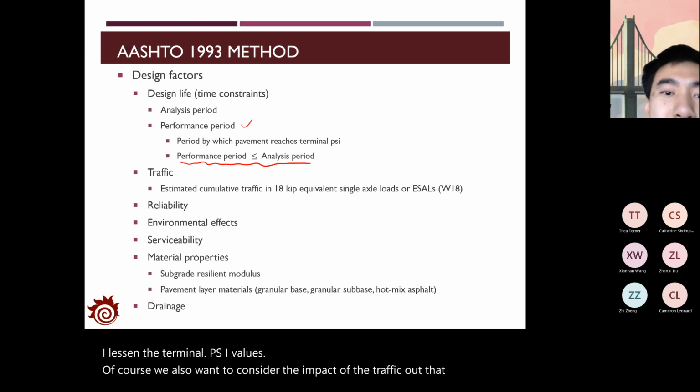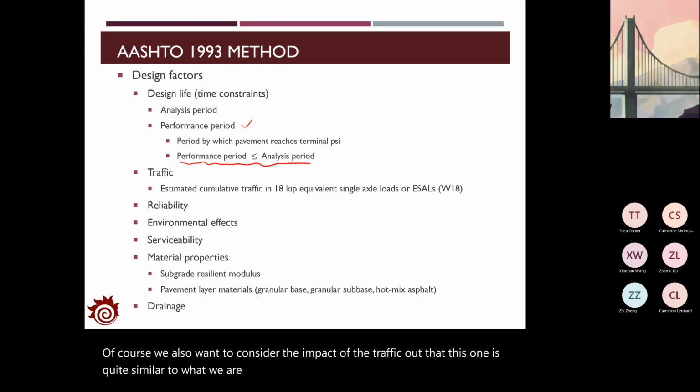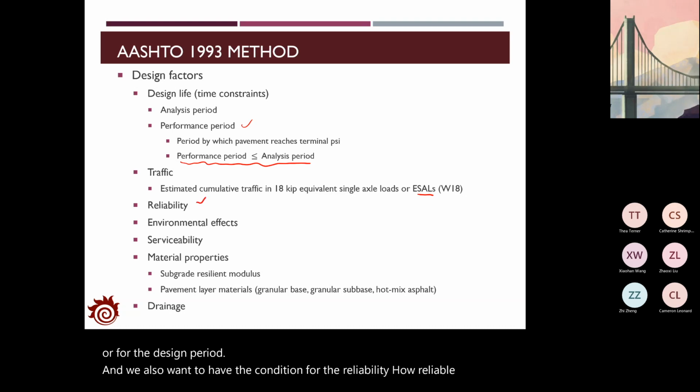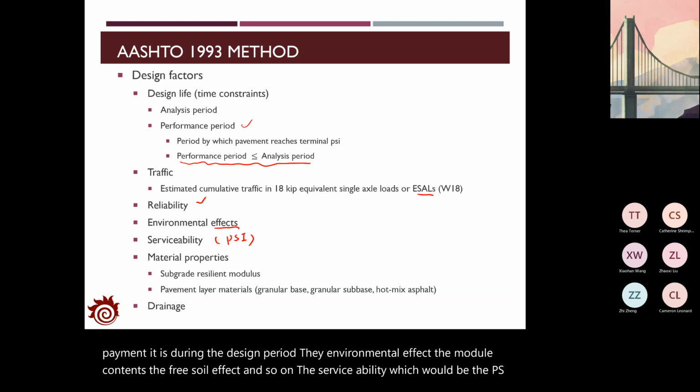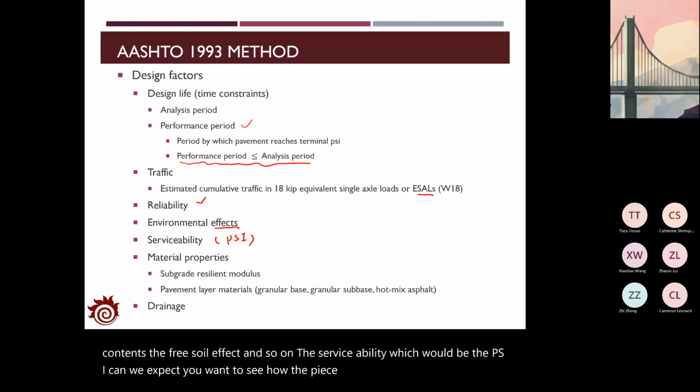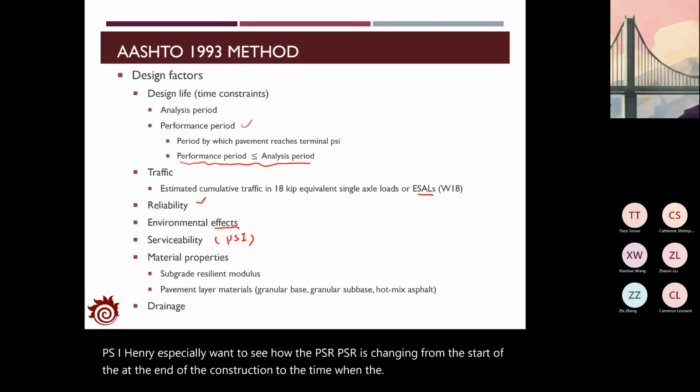Of course, we also want to consider the impact of the traffic. This one is quite similar to what we introduced previously. We want to estimate the ESAL for the design period. And we also want to have the condition for the reliability, how reliable the pavement is during the design period, the environmental effect, the moisture contents, the freeze-thaw effect, and so on. The serviceability, which would be the PSI. And we especially want to see how the PSI is changing from the end of the construction to the time when the road is not functioning appropriately.